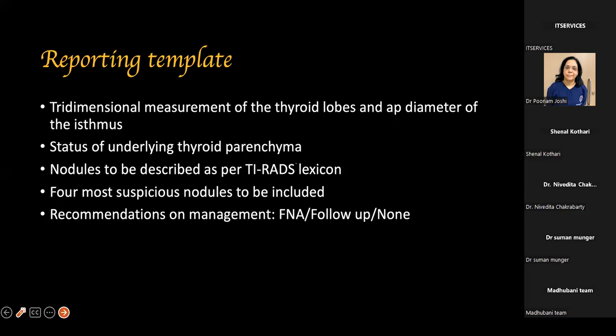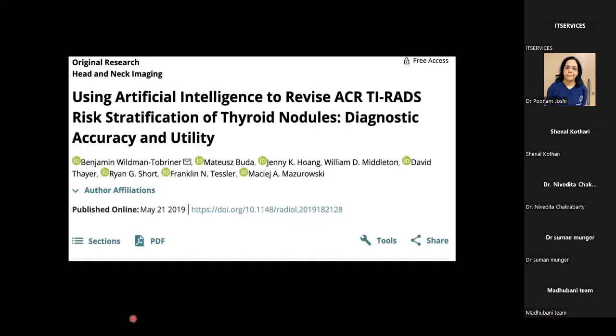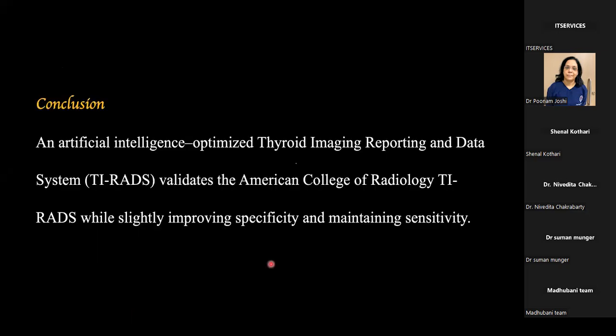So after the update from ACR, there had been an original validating ACR TIRADS, with sensitivity similar to ACR TIRADS scoring with a little improved specificity. So we can start to score our nodules. And ACR also has a calculator, wherein you can just put in the TIRADS features on the calculator. So the website also has the TIRADS calculator.